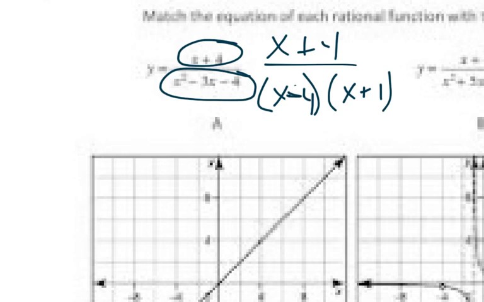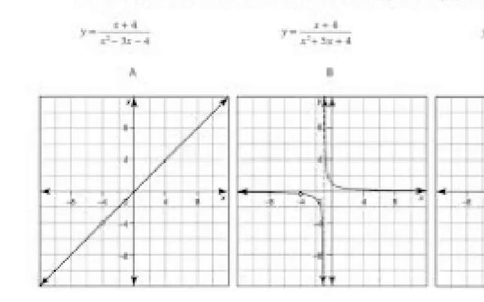So notice this one, there is nothing that simplifies. We have an x plus 4 on top. That doesn't simplify with x minus 4, right? So I already know on this one, nothing simplifies. Okay, let's go on to the next one.